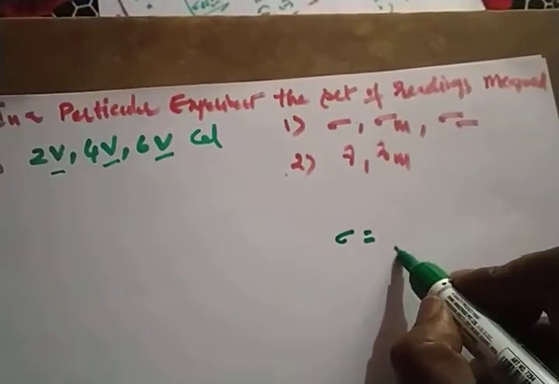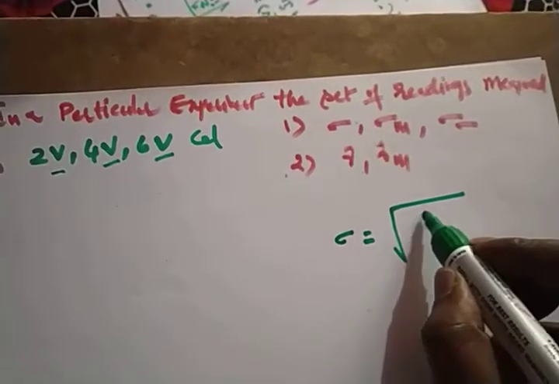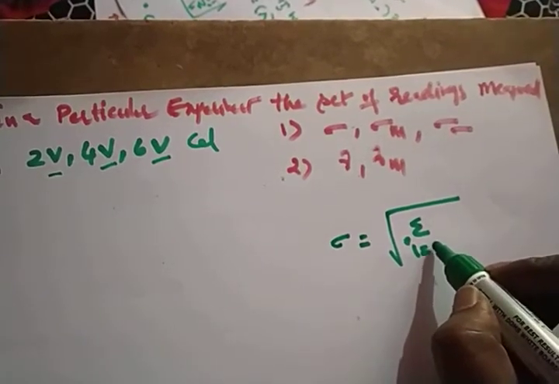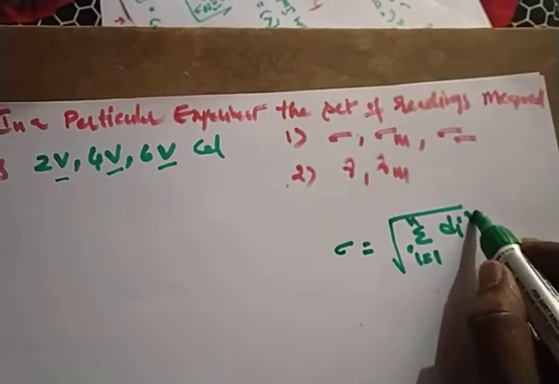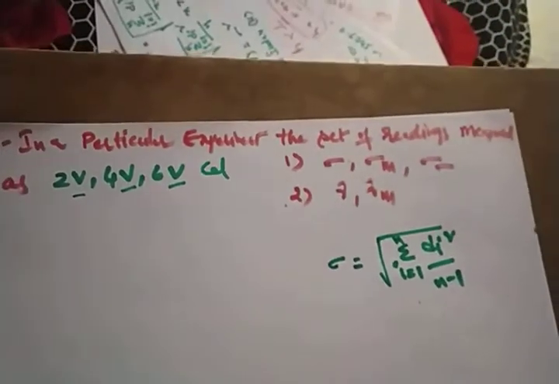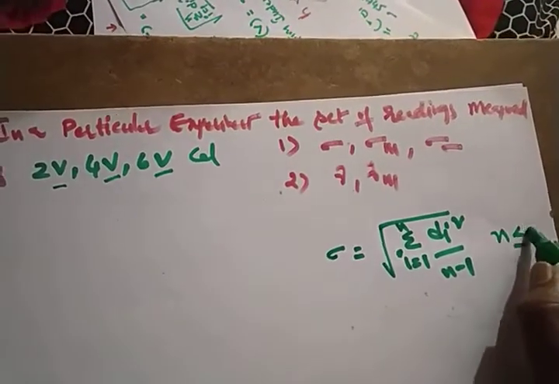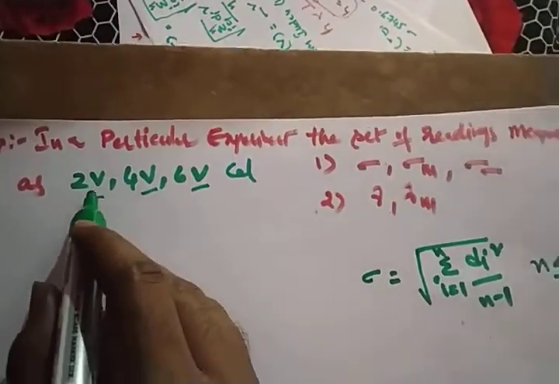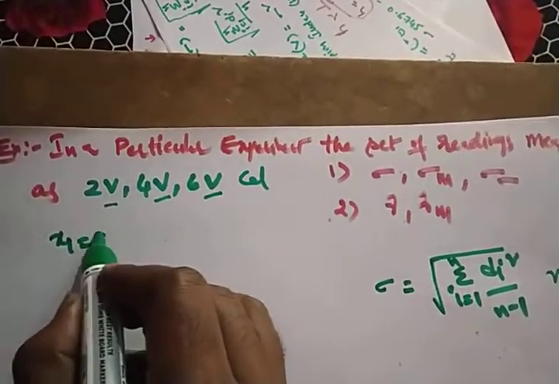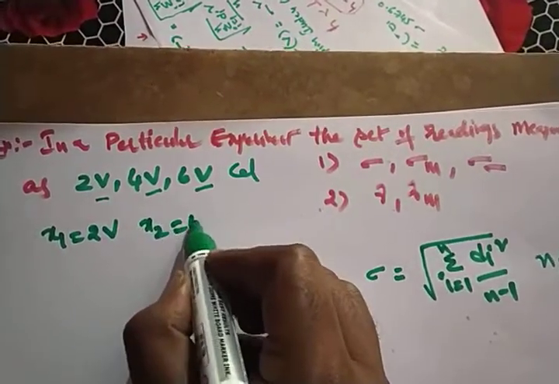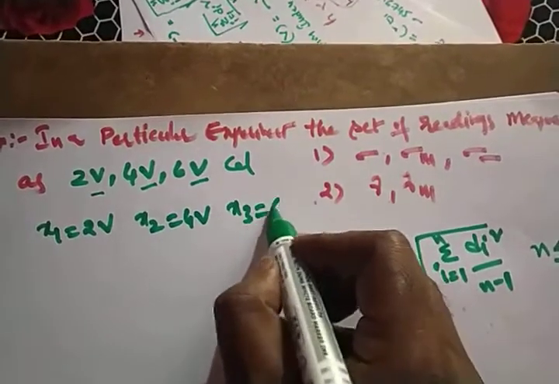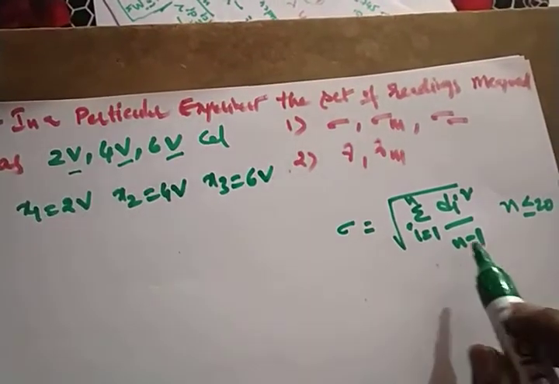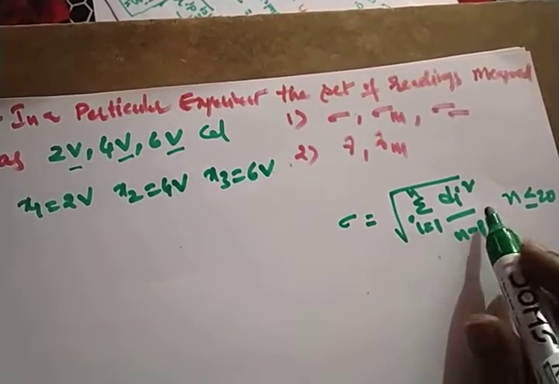Sigma is equal to the square root of sum from i equal to 1 to n of di square by n minus 1, right? So this is for n less than or equal to 20. And what is the n value? How many readings are in the set? There are 3 readings: x1 is equal to 2 volts, x2 is equal to 4 volts, x3 is equal to 6 volts, and n value is 3.